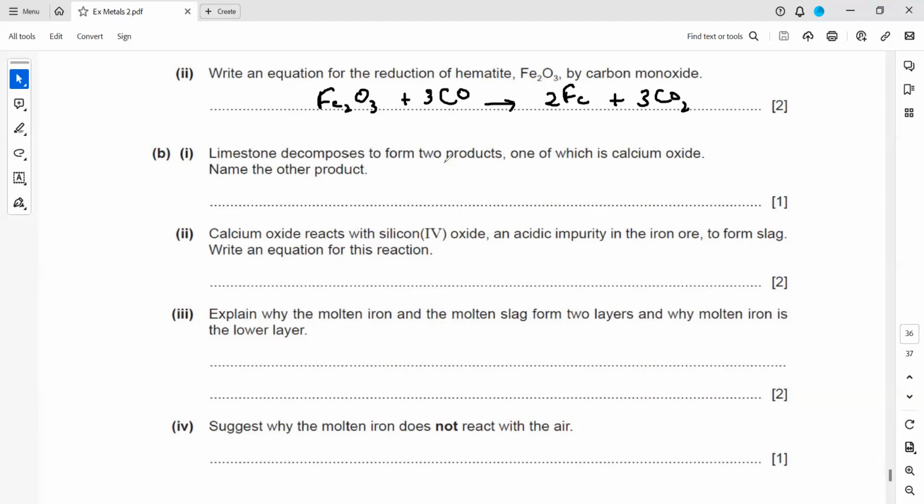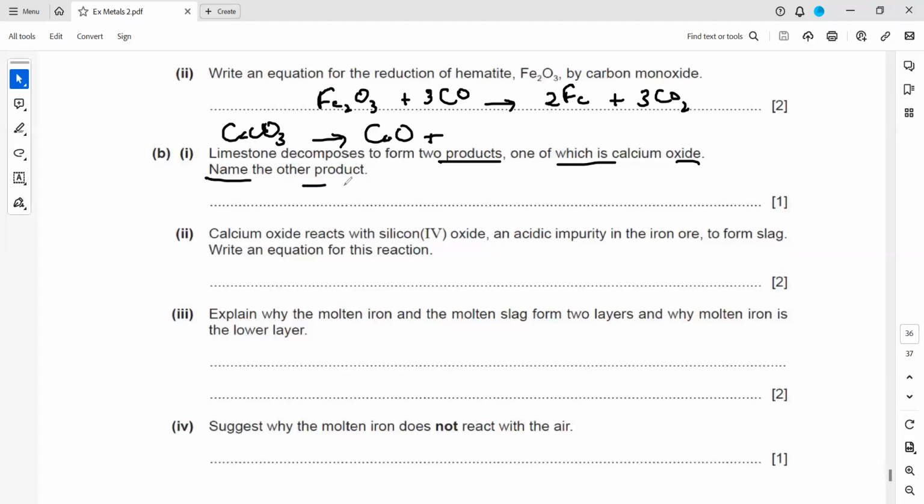Limestone decomposes to form two products. One of them is calcium oxide. Name the other product. Limestone is calcium carbonate. If I decompose calcium carbonate, one of the products is calcium oxide. What else will be the product? So the other product will be carbon dioxide.